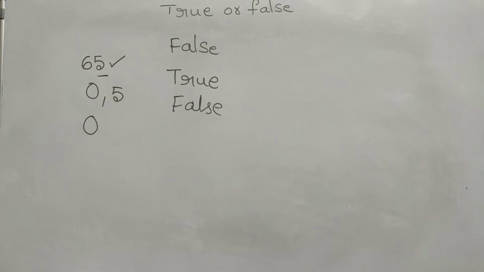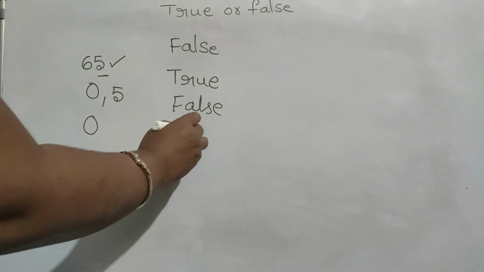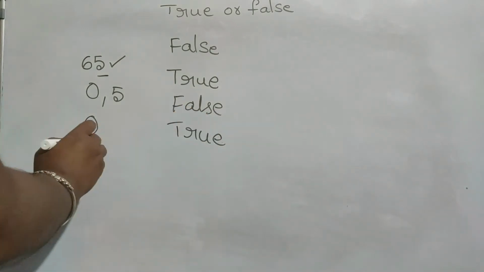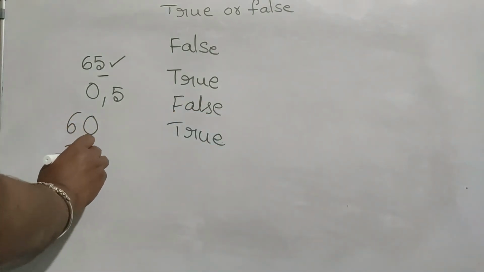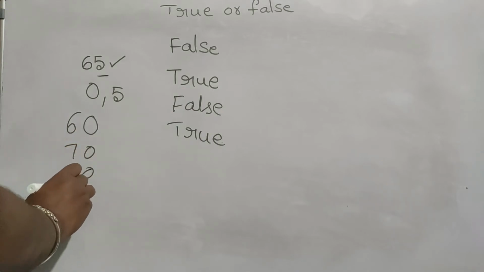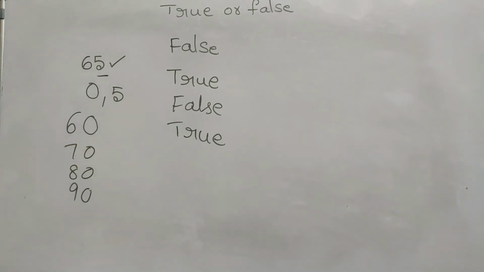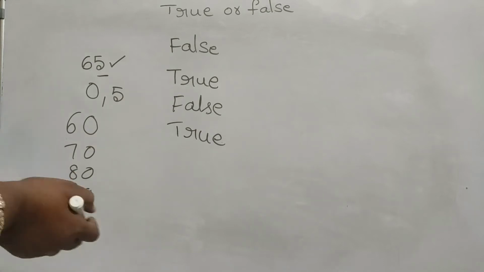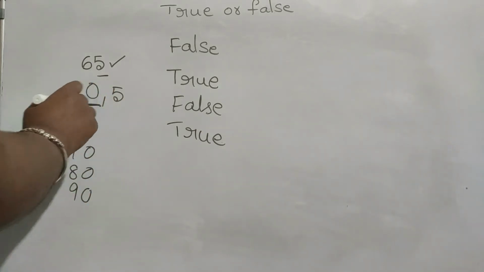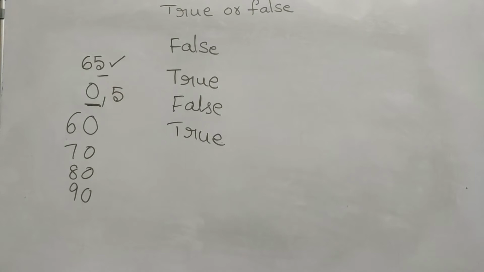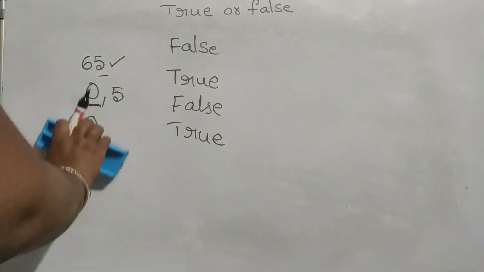The next question: if a number is divisible by 10, it is also divisible by 5. This is true. How? Any number ending with 0, like 60, 70, 80, 90, is divisible by 10. At the same time, numbers ending with 0 are also divisible by 5. So this is a true statement.